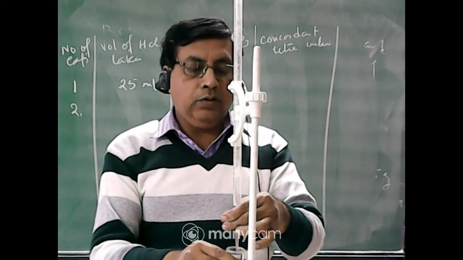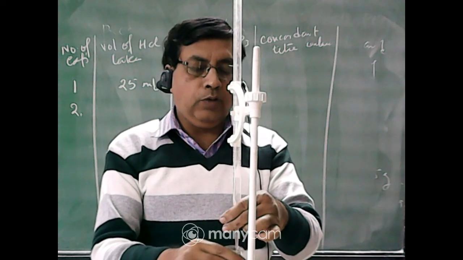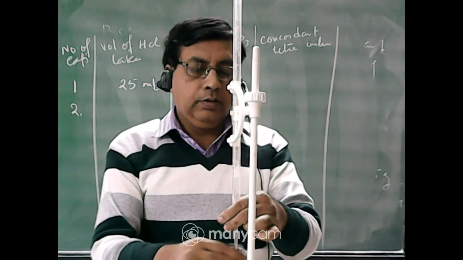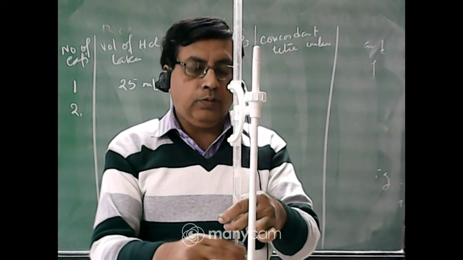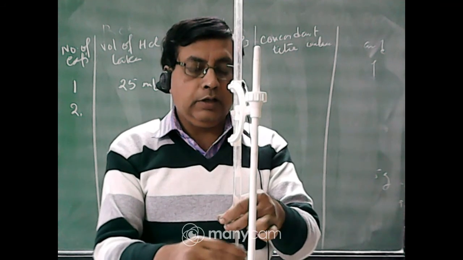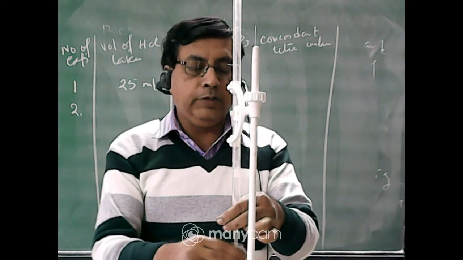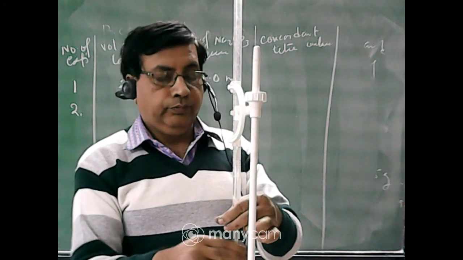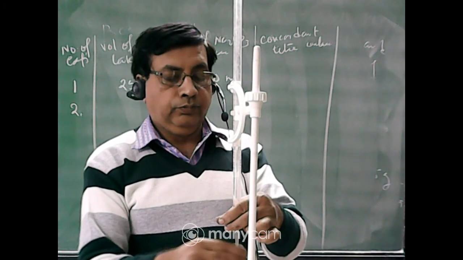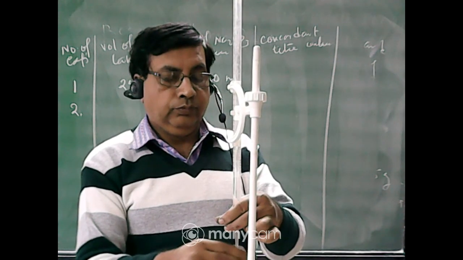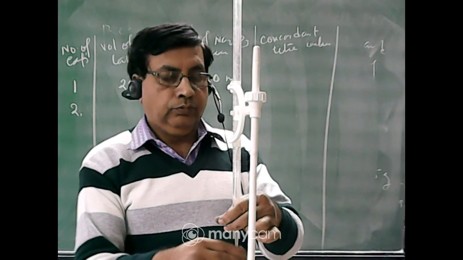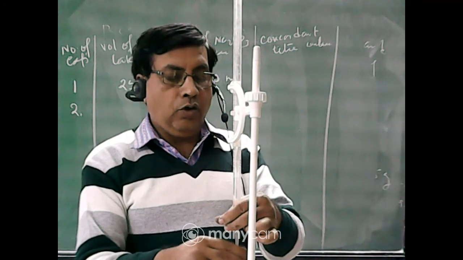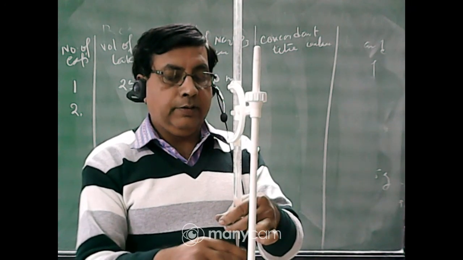You add dilute sodium carbonate from the burette drop by drop with constant stirring. Always stir the conical flask; if you don't stir, the solution will fall in one place and mixing will not happen. You add drop by drop and stir constantly.